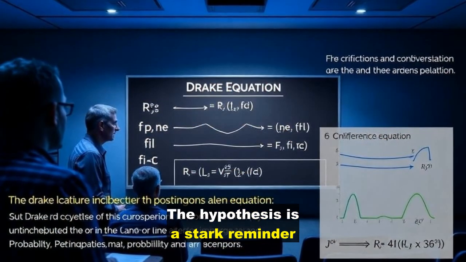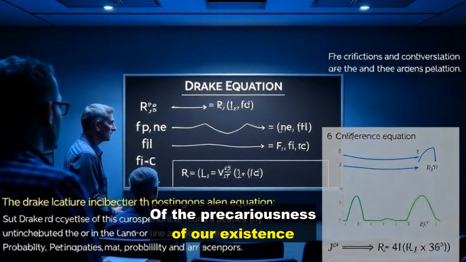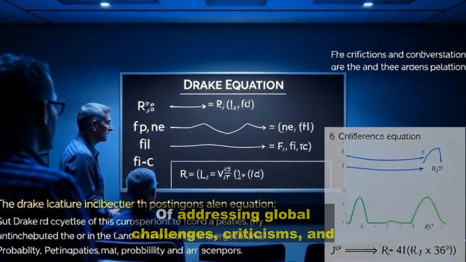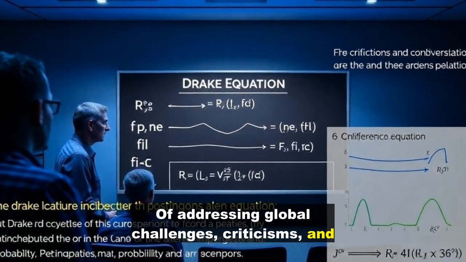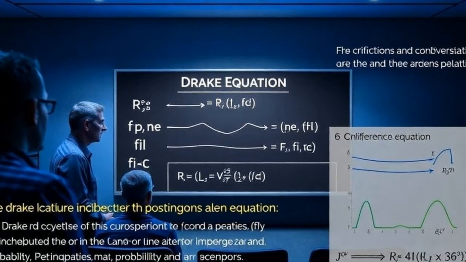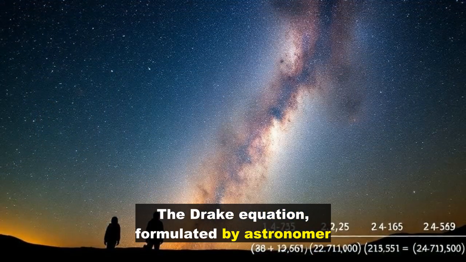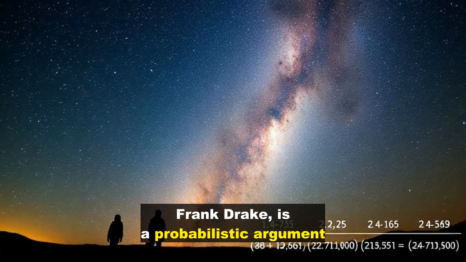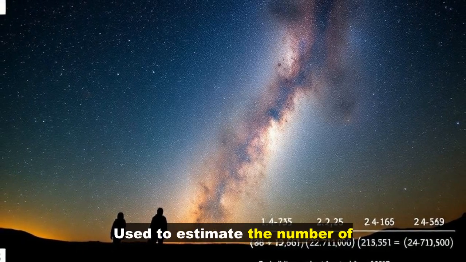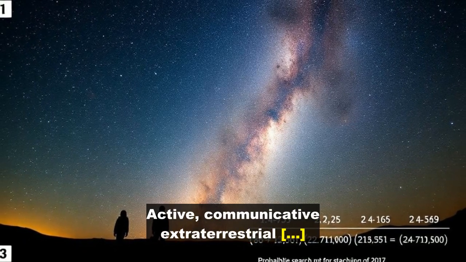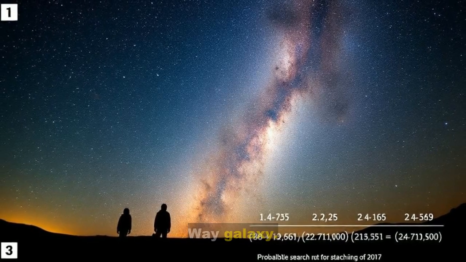The hypothesis is a stark reminder of the precariousness of our existence and the importance of addressing global challenges. Criticisms and controversies. The Drake equation, formulated by astronomer Frank Drake, is a probabilistic argument used to estimate the number of active, communicative extraterrestrial civilizations in the Milky Way galaxy.